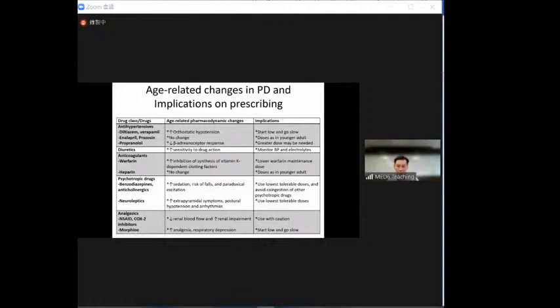If you want to titrate, you would want to go slow. So this is a mnemonic in geriatric pharmacology. We would want to start low and go slow. There would not be significant change for enalapril or prazosin.